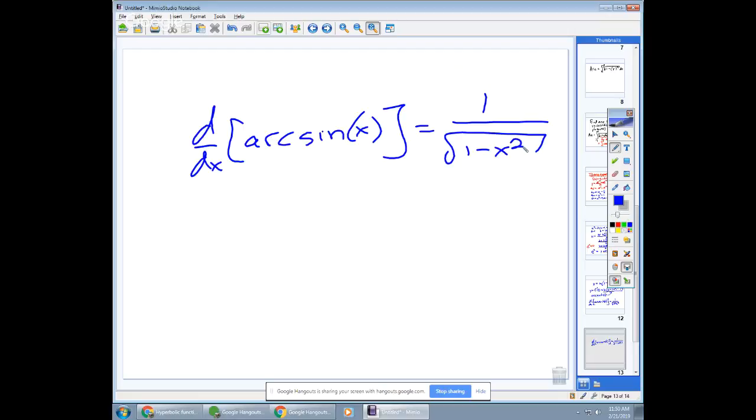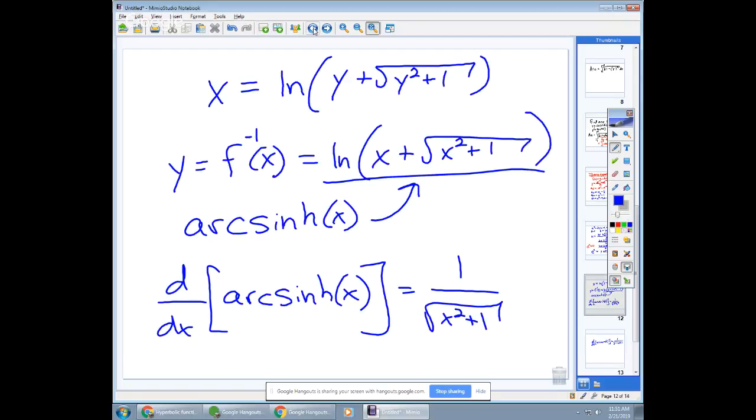Before, if we came up with an integral of 1 over the square root of 1 minus x squared, the integral of this is the arc sine. If that happened to be a plus, we were like, I can't do it. Now we can. Because of the inverse.